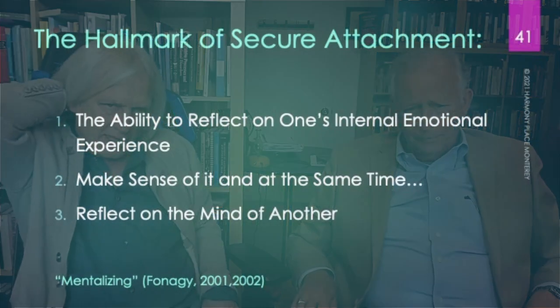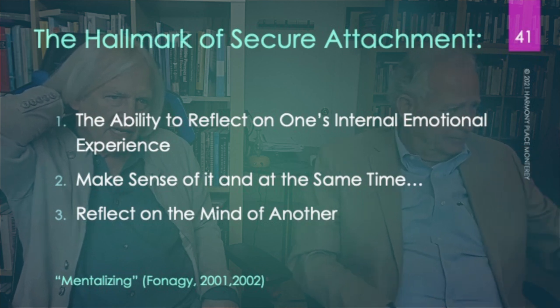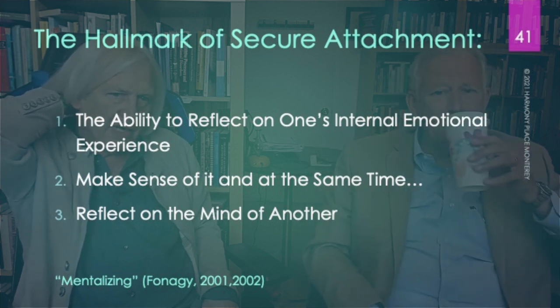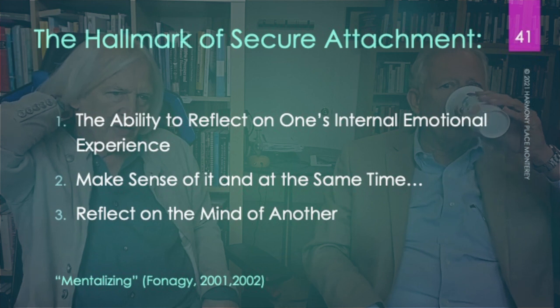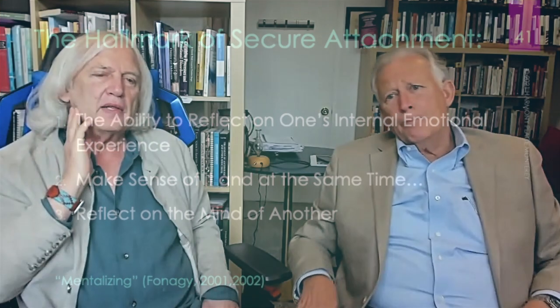Okay. So to summarize then, the hallmark of secure attachment is the ability to reflect on one's internal emotional experience, to make sense of it, and to reflect on the mind of the other. And that is called mentalizing. And the mentalizing kind of therapies begin by looking at one's internal experience. I use, for example, eating disorders.